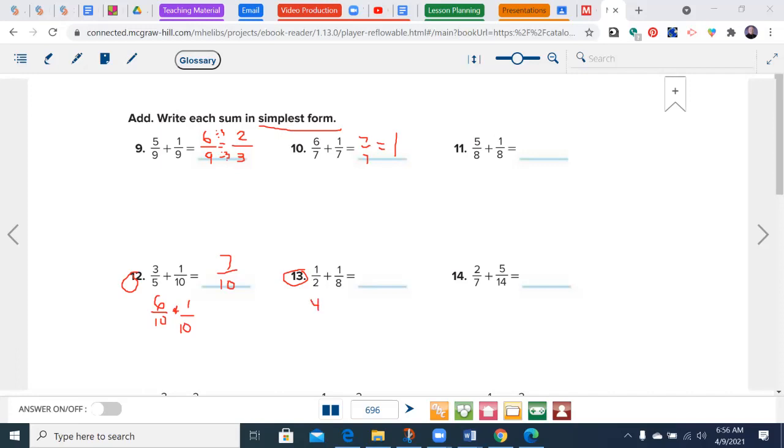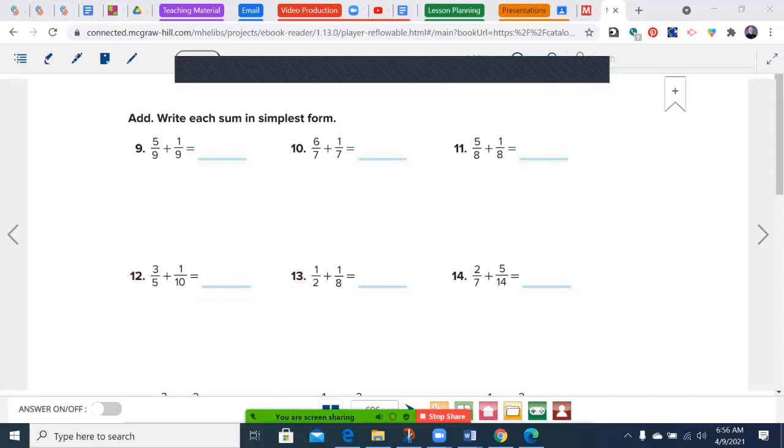This one, I need to go to 8s. So we have 4/8 plus 1/8. 4 plus 1 is 5. We keep the 8. There's nothing that goes into both of those other than the 1. We're good to go. 5/8 is your final answer. I'm going to go ahead and clear.